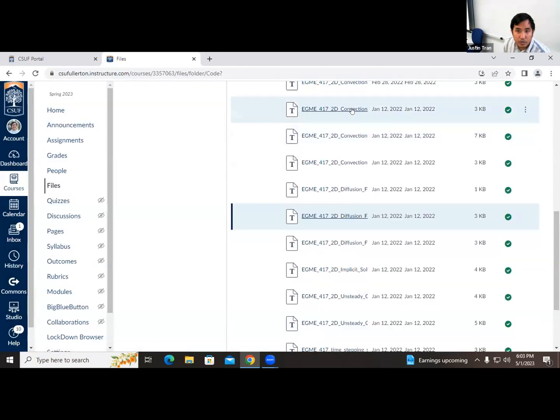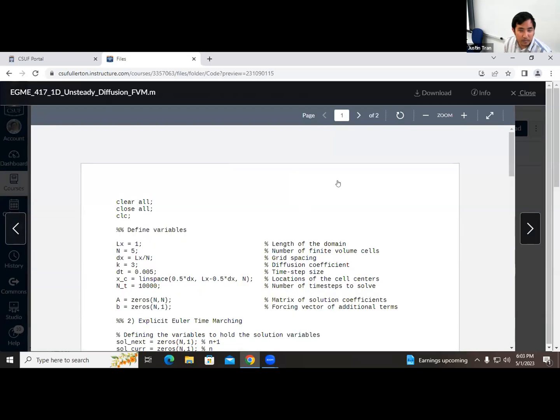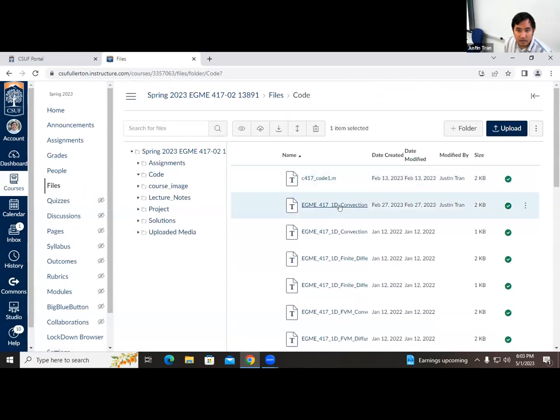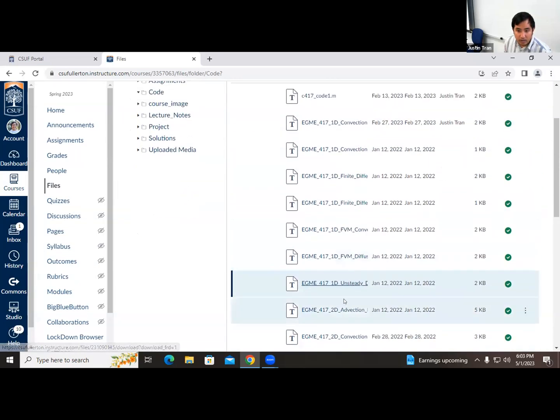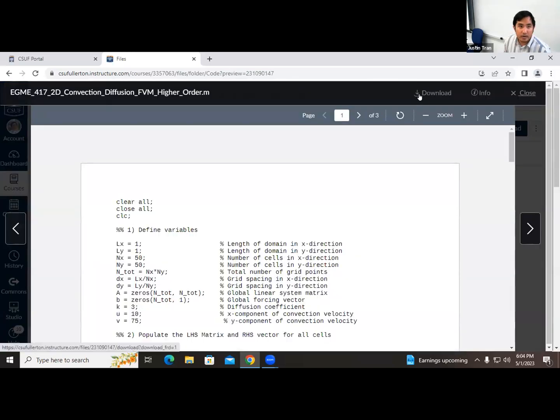Did I not upload it? 2D advection diffusion, find a difference. Oh, here we go.